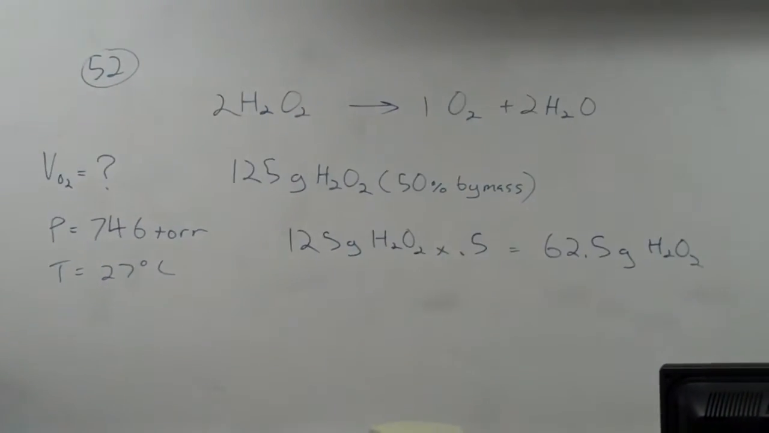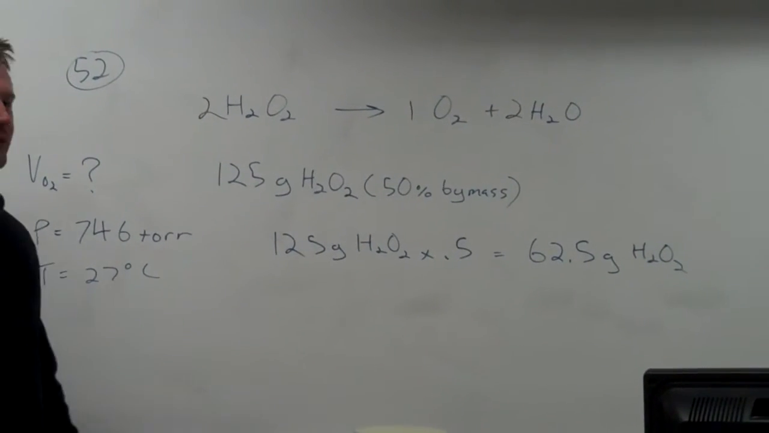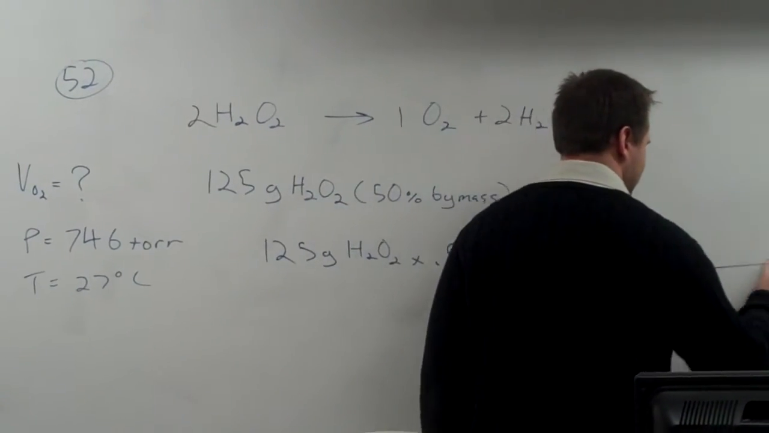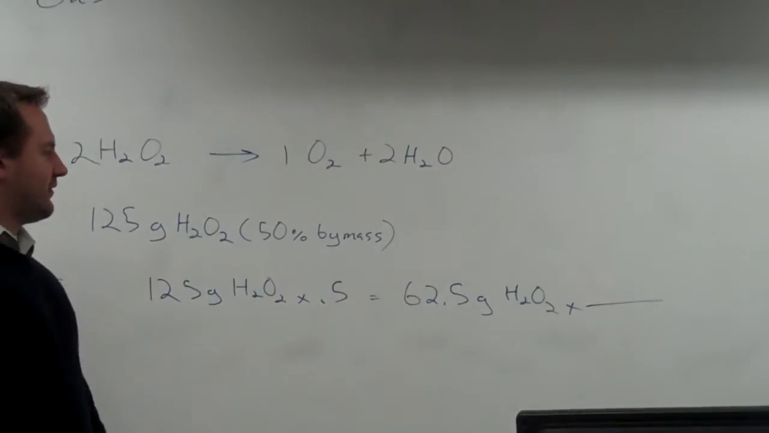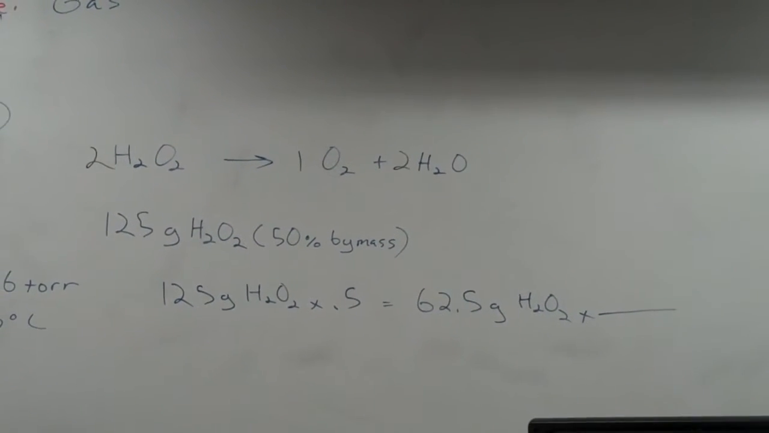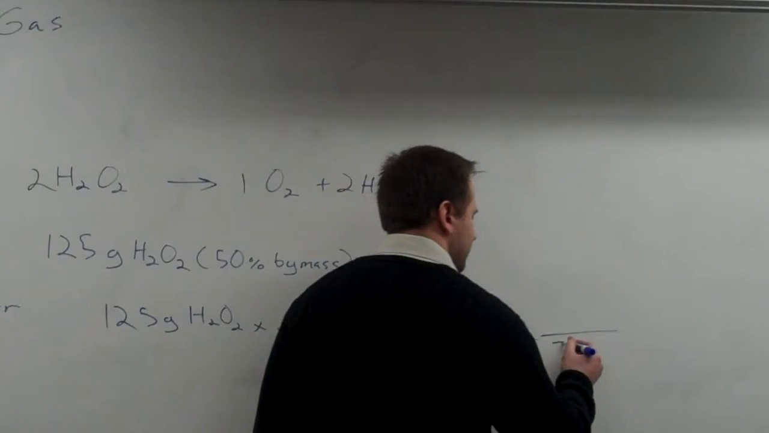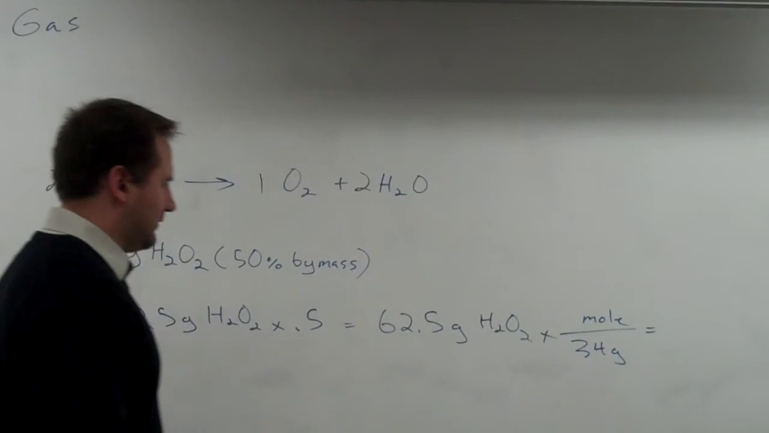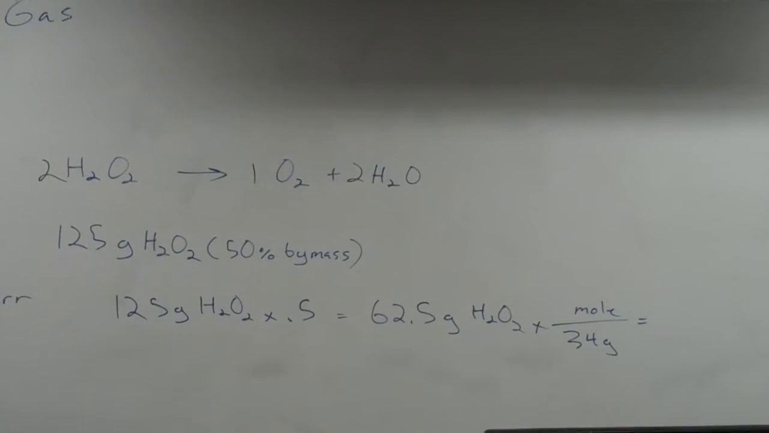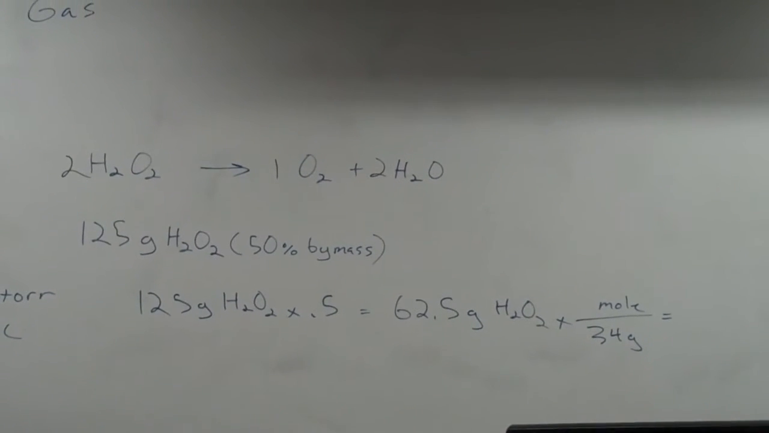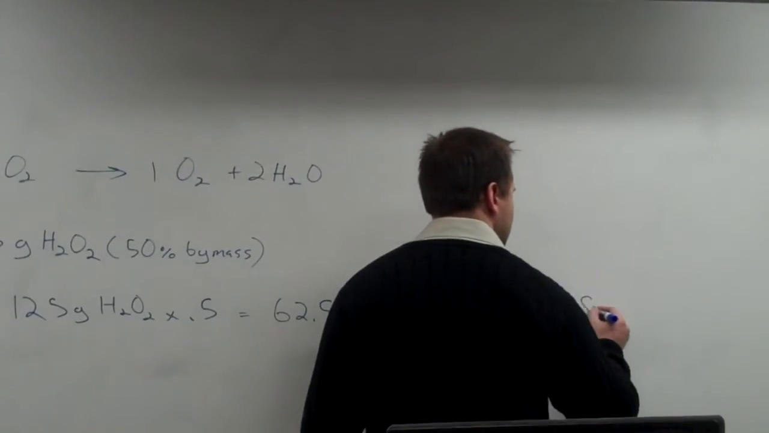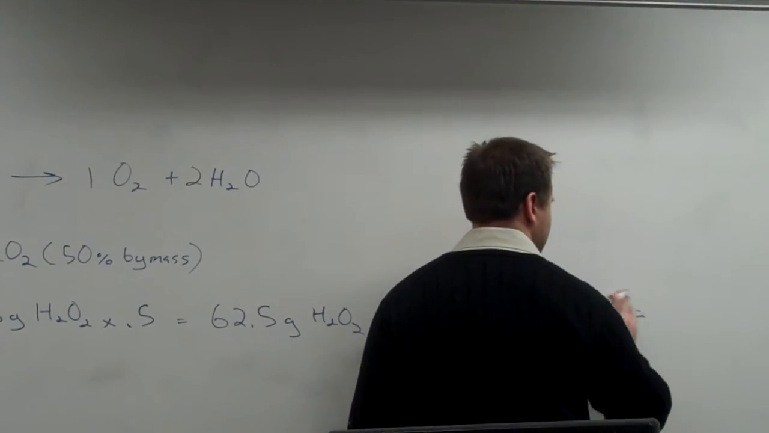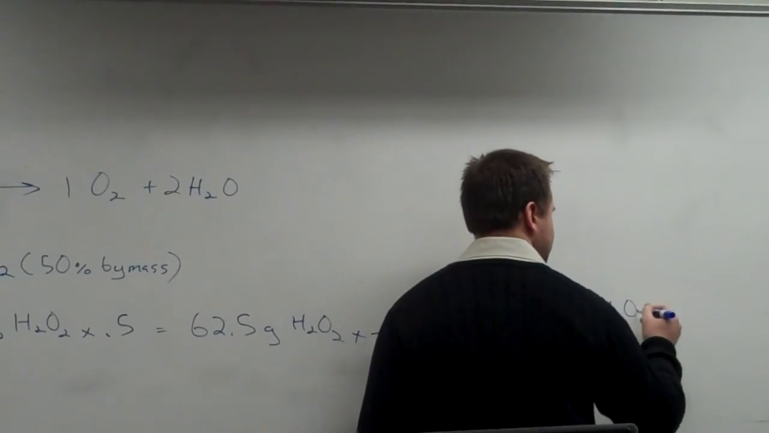Now, whenever we're comparing two substances in a chemical reaction, what do we have to go to, kids? Moles. Yeah, that's right. So, if we have 62.5 grams, the molar mass of H2O2 would be 34. So if there's 34 grams per mole, how many moles is this, Jen? No pressure. 1.84 moles of H2O2 are decomposing.